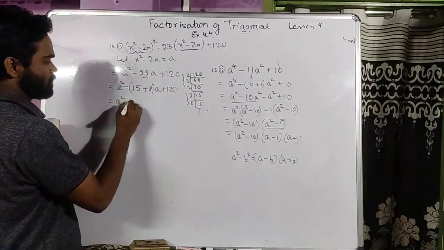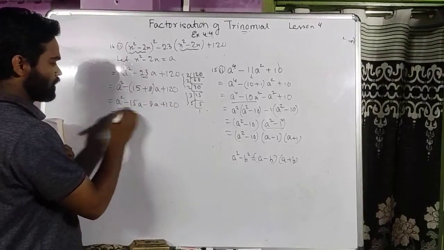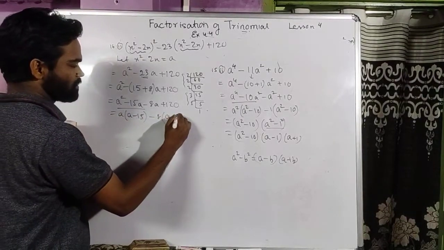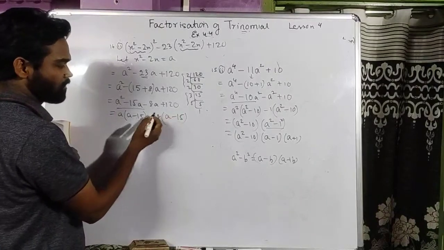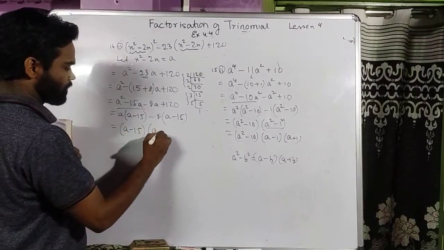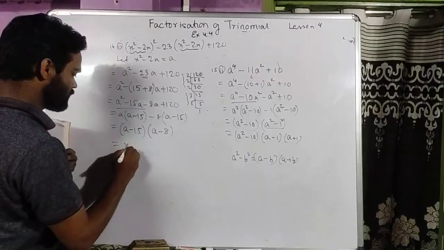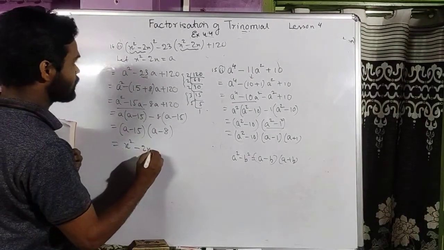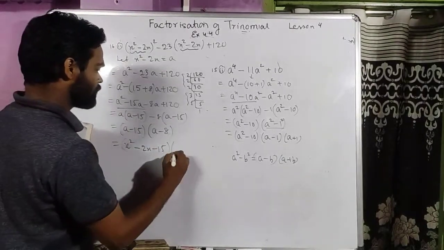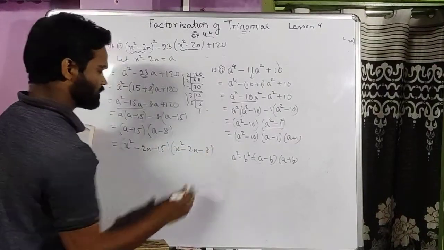Now this becomes done. Now we'll take a common, so a minus 15, minus 8 common, so a minus 15. Of course the sign will change because we've taken the minus sign outside. So this is (a minus 15) and (a minus 8). Again we'll substitute the value, so this will be (x square minus 2x minus 15)(x square minus 2x minus 8).